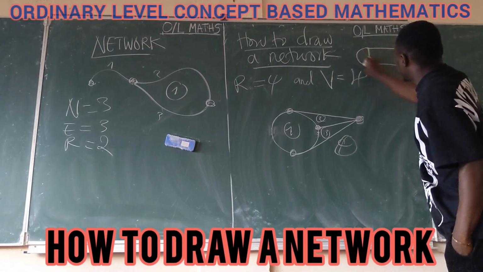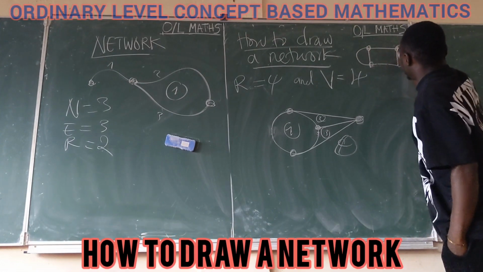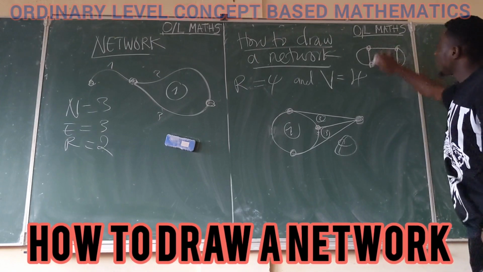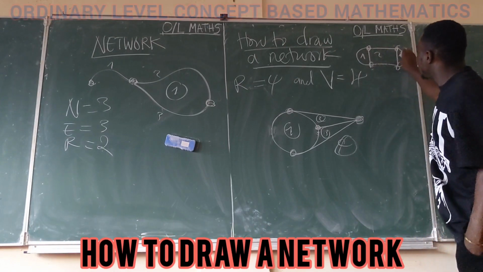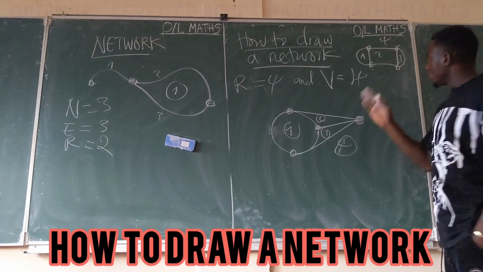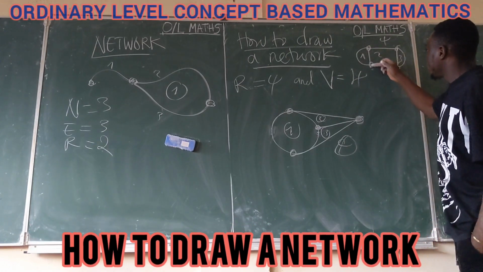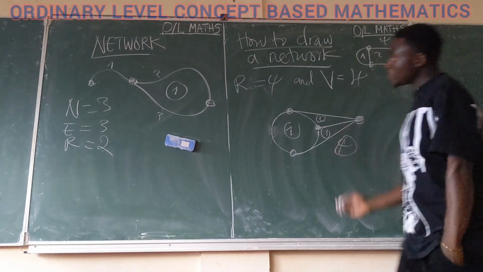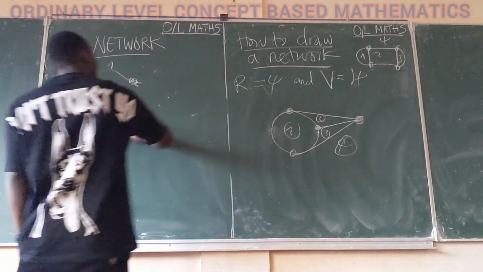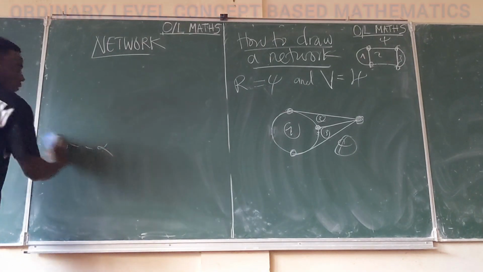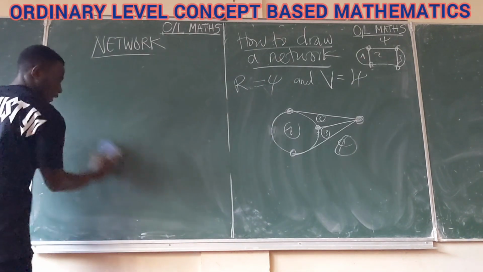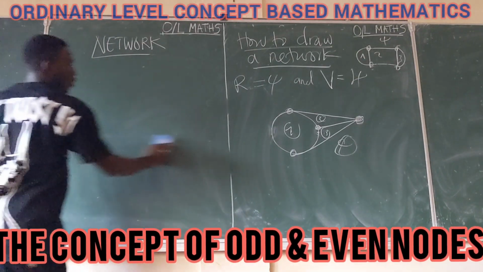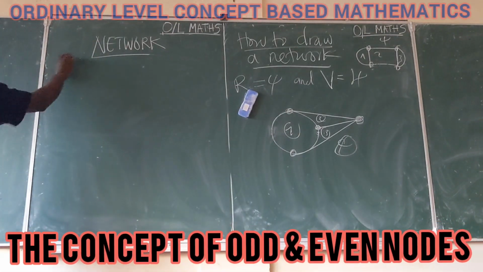For example, you see this network has how many nodes? 1, 2, 3, 4. How many regions? 1, 2, 3, and 4. Now let's look at the arcs. We have 1, 2, 3, 4, 5, and 6. The same thing. So irrespective of the diagram we draw, at the end of the day, you still have the same properties. Okay? So I want to look at the concept of odd and even nodes.